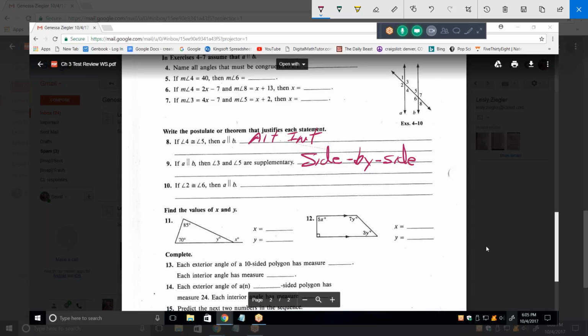All right, why is 2 congruent to 6? They're corresponding. They're going to force you to learn that, despite my best efforts.